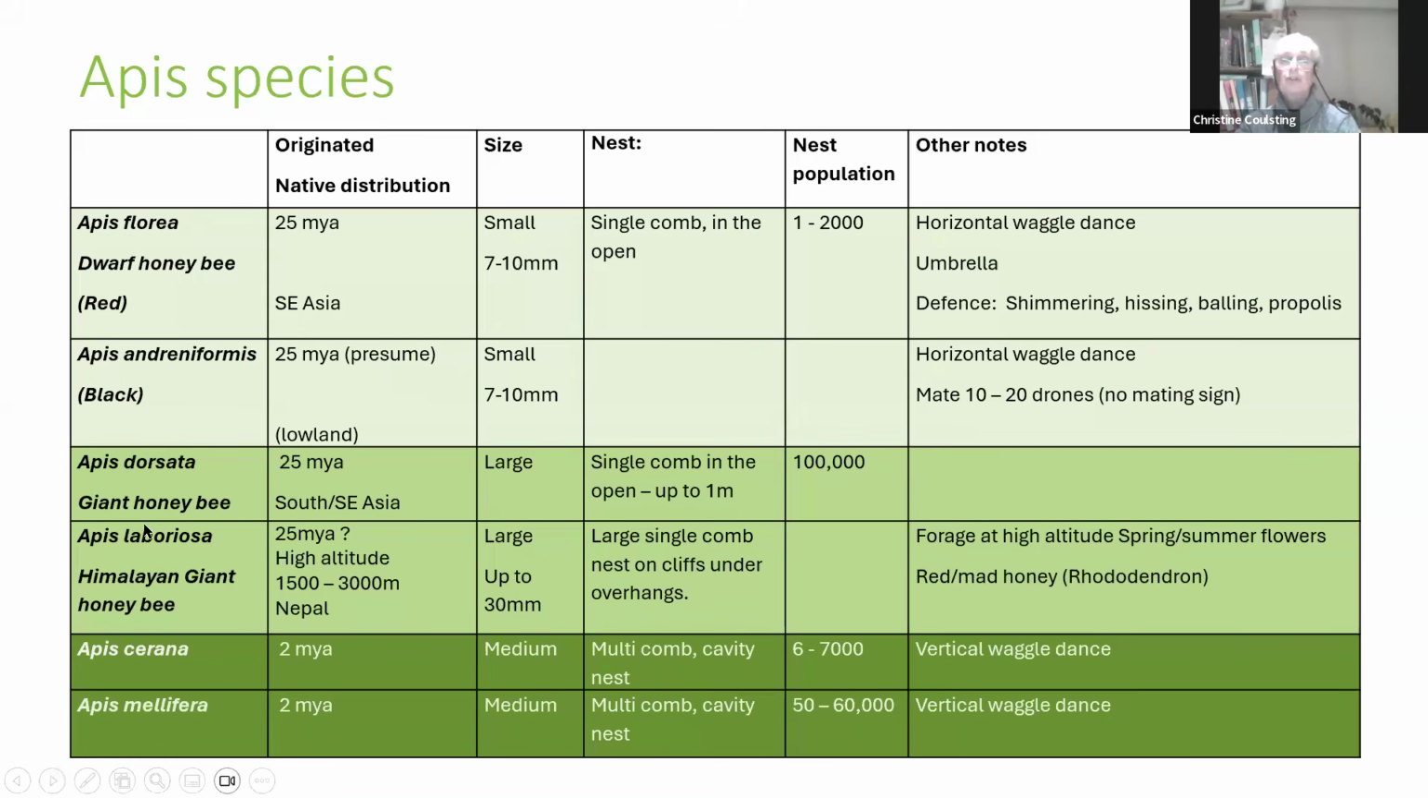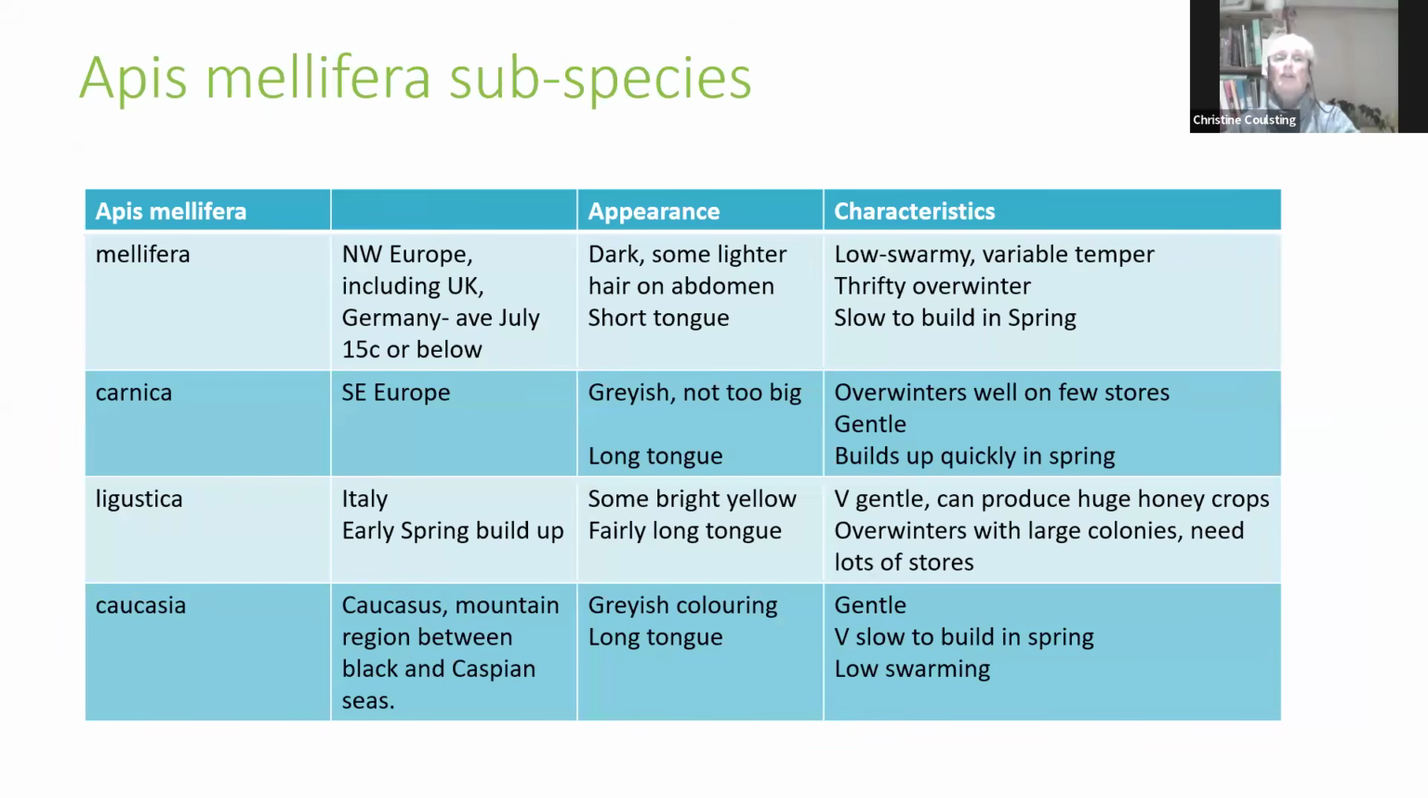Apis laboriosa, the Himalayan giant honeybee, is the one you see up under the rock overhangs, and the men climb up the rope ladders to go and harvest the honey. And those are all single combs, whereas Apis cerana and Apis mellifera are multi-comb, and Apis mellifera are the honeybees here. So various different subspecies. So Apis mellifera is our own honeybee.